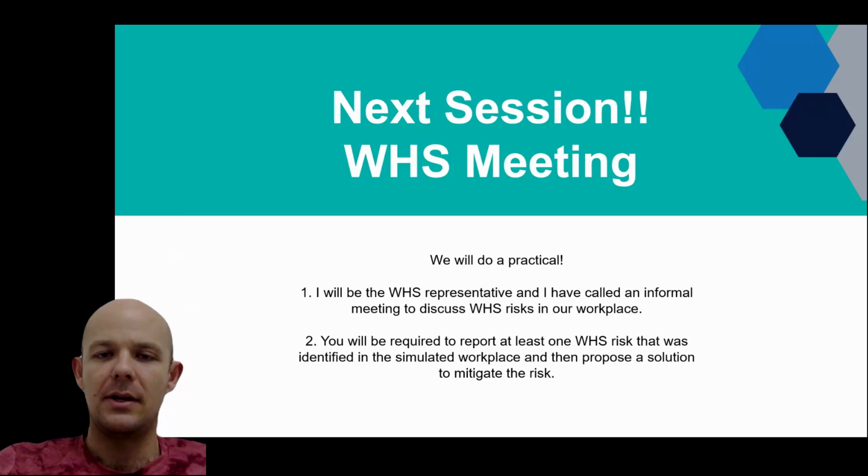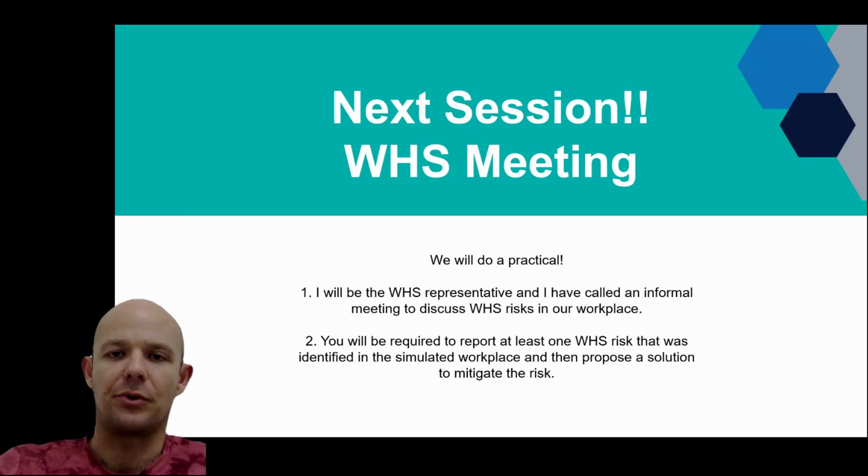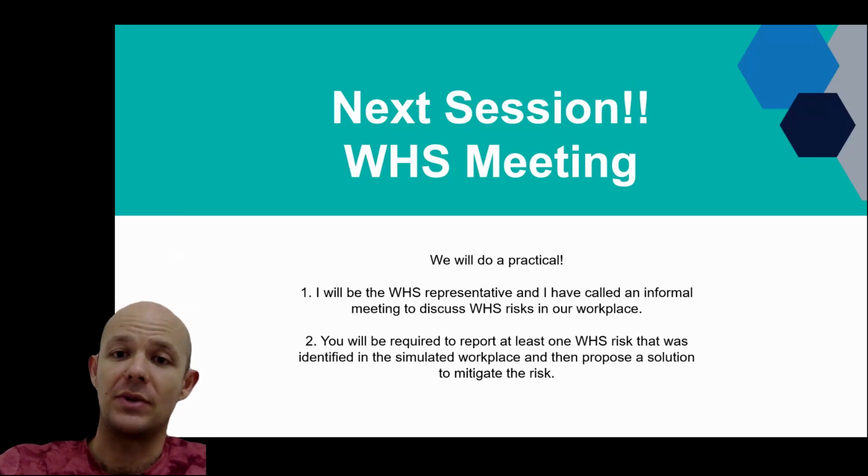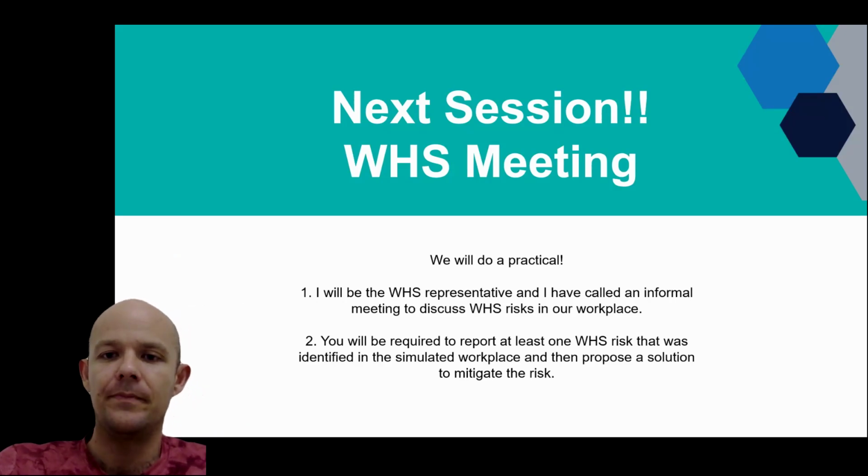So our next session is going to be the other part of Module 3, the Workplace Health Safety meeting, and we will do a practical. I will be acting as the workplace health safety representative, and I will call an informal meeting to discuss some workplace health safety risks in our workplace. In that session, you'll be required to report at least one workplace health safety risk, which I'll have a simulated workplace for us to go through, and then you'll have to propose a solution to mitigate those risks. So take some of these lessons that you've got in this learning resource, and bring those to that session when you're ready to go, and we can go through the observation checklist for that assessment.